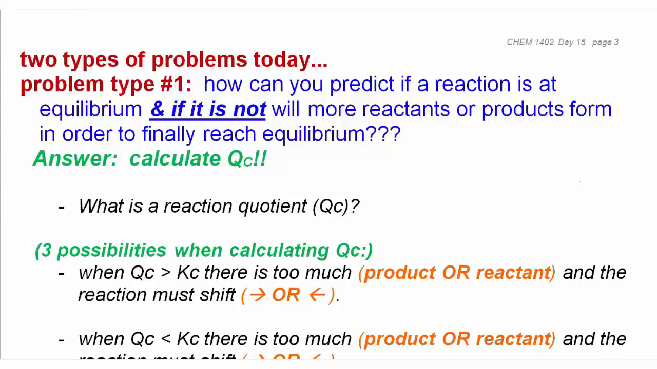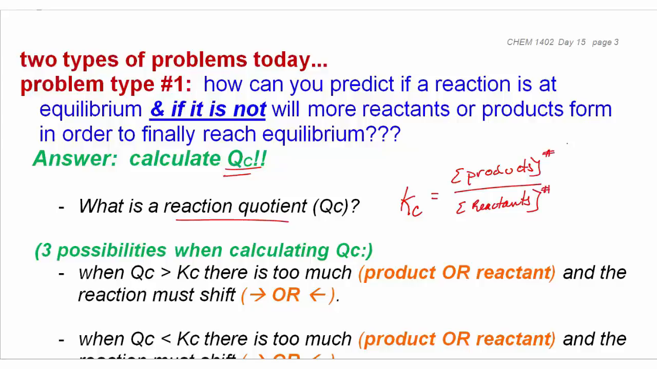Two types of problems today. Here's the first type. How can you predict if a reaction is at equilibrium? So they're going to give you all the amounts of everything, and you predict if it's at equilibrium or not. And if it's not, will more reactants or products form in order to finally reach equilibrium? How do you do it? Calculate a Qc. What's a Qc? It's a reaction quotient. And remember, Kc was just products over reactants, their concentrations raised to their stoichiometric powers, right? Well, that's how we calculate Kc.